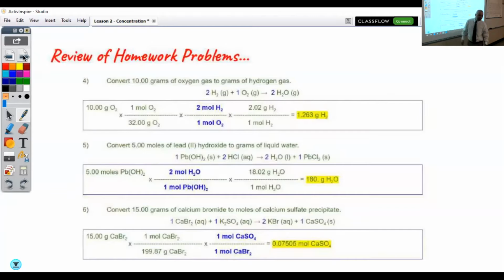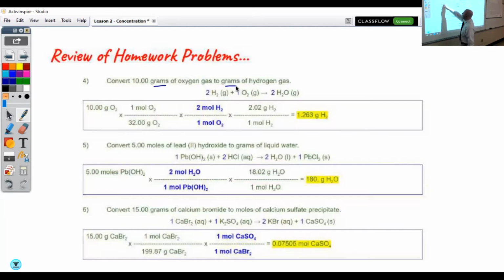We were converting from grams into grams. Anytime we're going from grams to grams, we're looking at a 3-step problem. The first step is going to be converting grams into moles. Second step is to use our balanced equation to go from moles of one substance to moles of another. And our third step is to take that moles of the new substance and convert it back to grams.